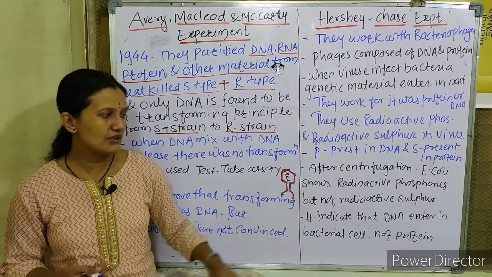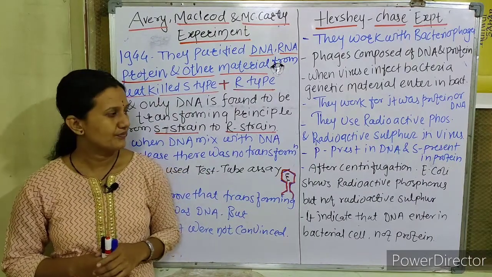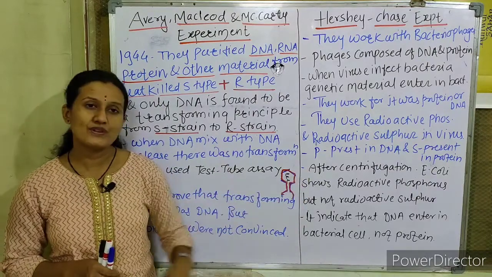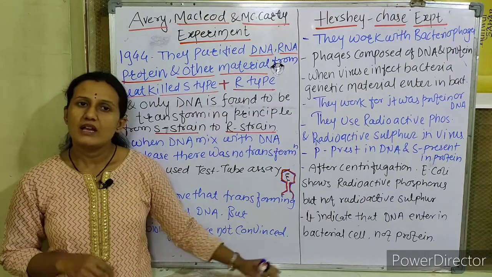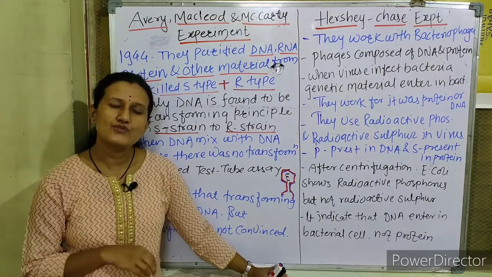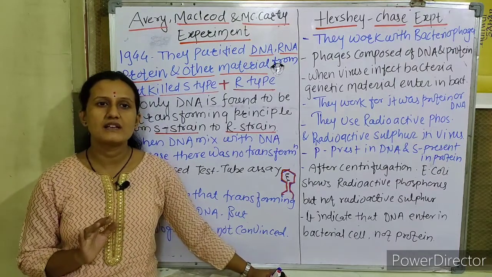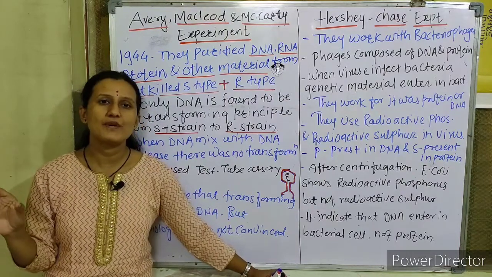After centrifugation, they observed the E. coli under the microscope. The E. coli shows radioactive phosphorus but not radioactive sulfur. See, they observed only E. coli with radioactive phosphorus, but no E. coli with radioactive sulfur, because after centrifugation the protein coats, which are made up of radioactive sulfur, are removed.